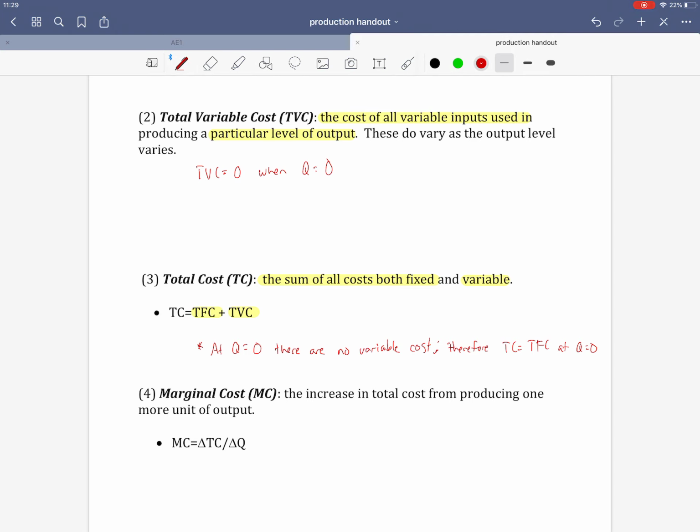Next, we have our marginal costs. So our marginal cost is going to be the additional cost. The term marginal just means additional. So this is going to be the increase in total cost from producing one more unit of output. So this is going to be our change in total costs divided by our change in quantity. So for example, if 2 pizzas cost a total of $12 to make, and 3 pizzas cost a total of $15 to make, then that third pizza is going to add an additional $3 to our total cost. So that's going to be our marginal cost.